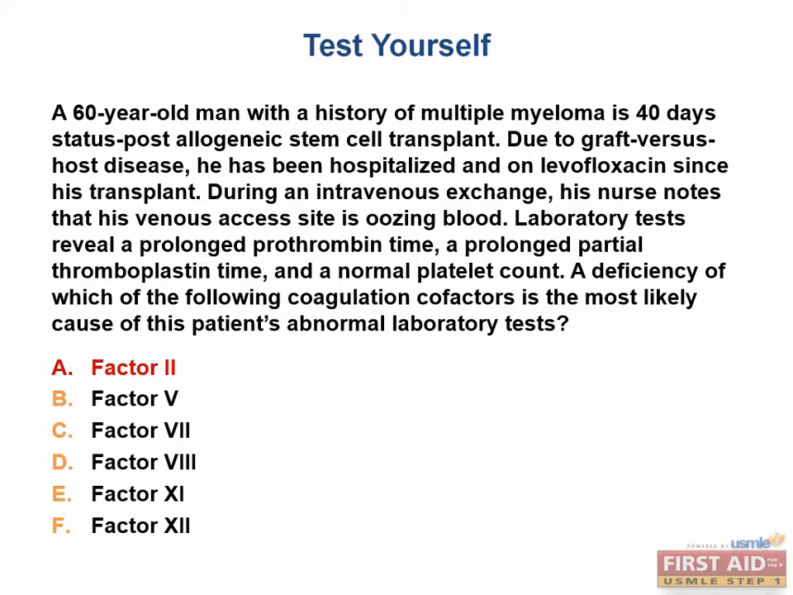Factor 7 is involved in the extrinsic pathway and is measured by prothrombin time. However, this would not affect the PTT as we see in our question stem. Factor 2, or prothrombin, on the other hand, requires vitamin K and is involved in the common pathway. Therefore, Factor 2 affects both the intrinsic and extrinsic pathways and results in prolongation of both prothrombin time and partial thromboplastin time.